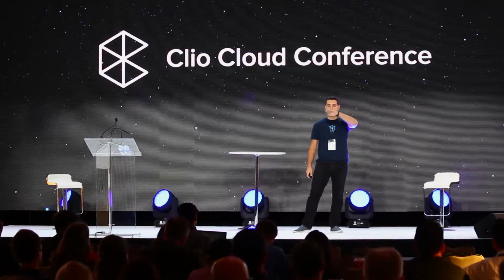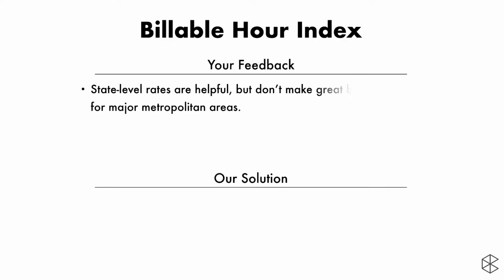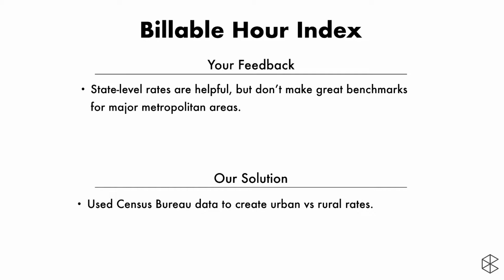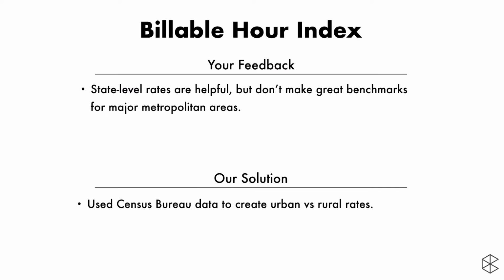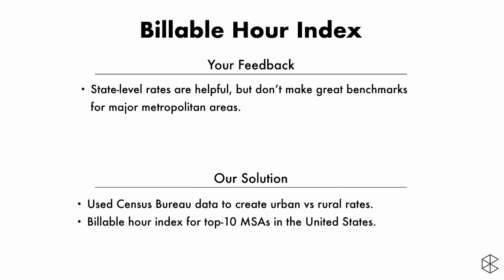This is where we plot out what the hourly rates are for those who do hourly work that were being reported. One piece of feedback was that state-level rates are really helpful. We did our best to use Census Bureau data to divide things into urban and rural, so what the US Census Bureau classifies as urban versus rural rates, and to see how those have gone up and down over time. We also published, as you saw earlier, a billable hour index for the top 10 metropolitan statistical areas, the top 10 metro city areas, because that's where we felt comfortable going on our data aggregation levels.